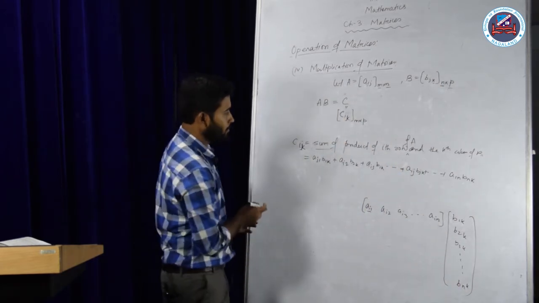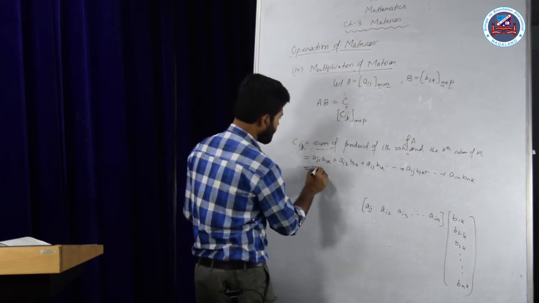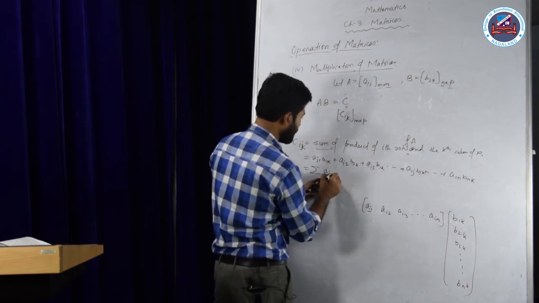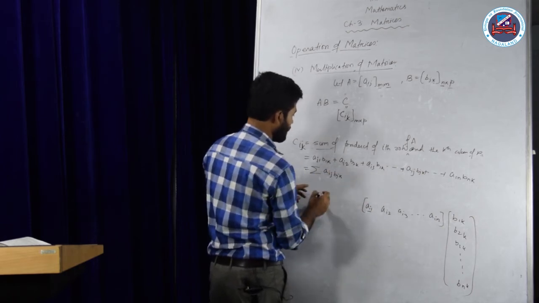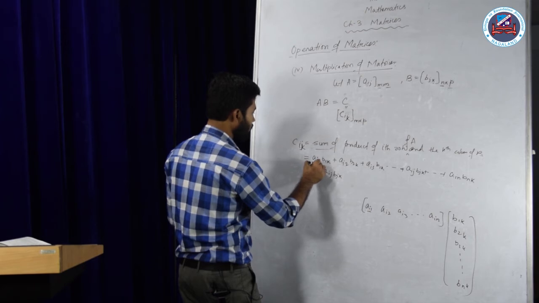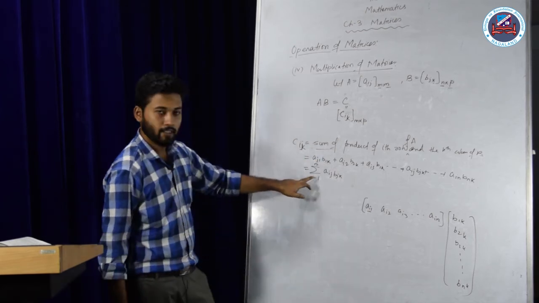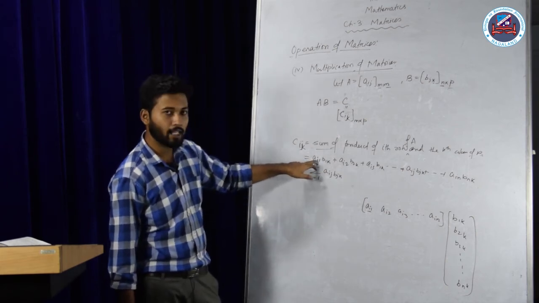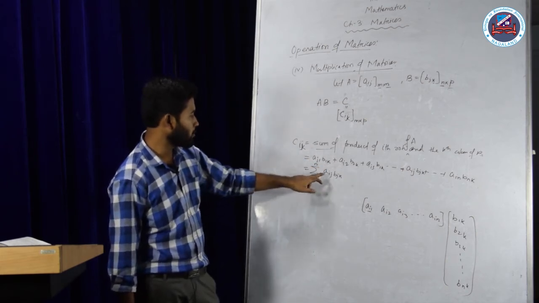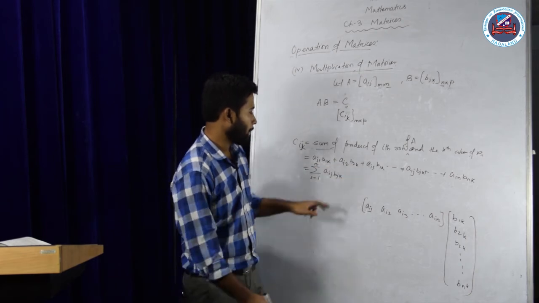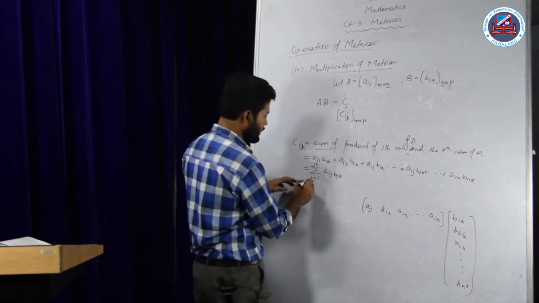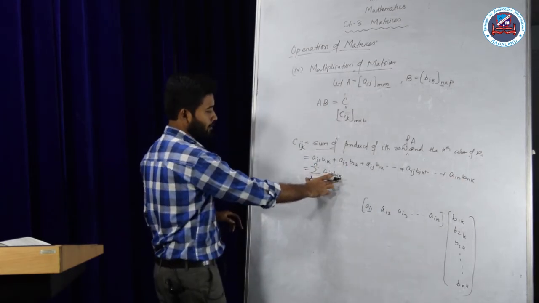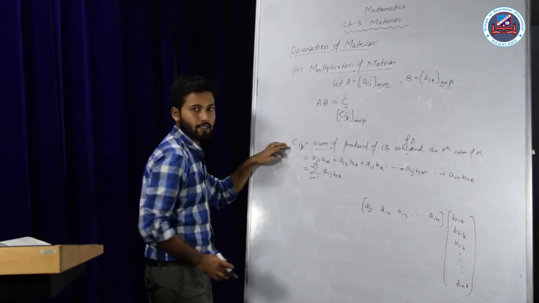Clear? Now, this can be written as summation Aij Bjk, where j varies from 1 to n, because here you can see that for every j we are getting a different term. It means for j equal to 1 we are getting Ai1 B1k, for j equal to 2 we are getting Ai2 B2k, and it goes on until at last we get Ain Bnk. So together we can write Cik is equal to this.